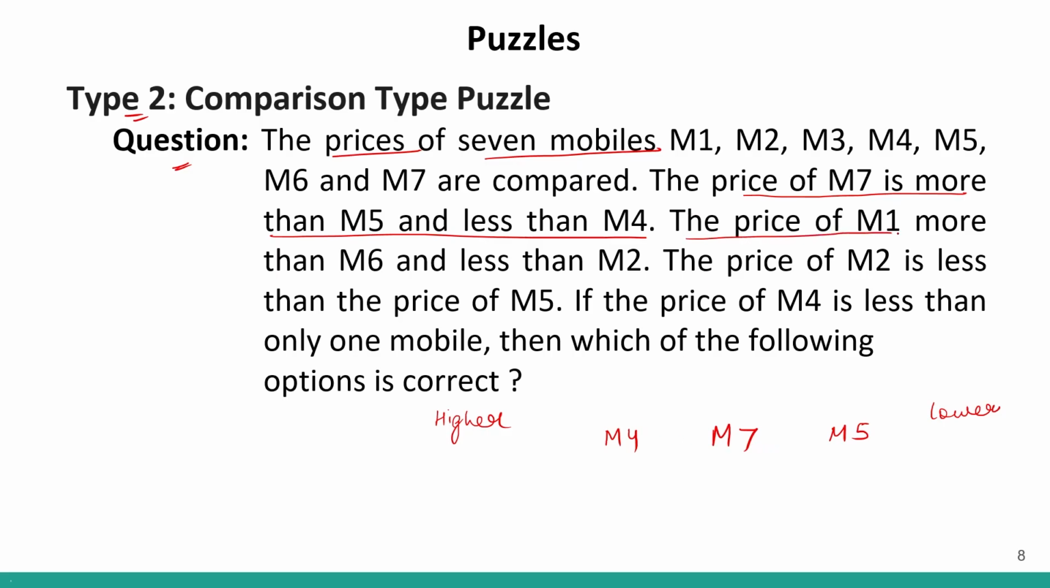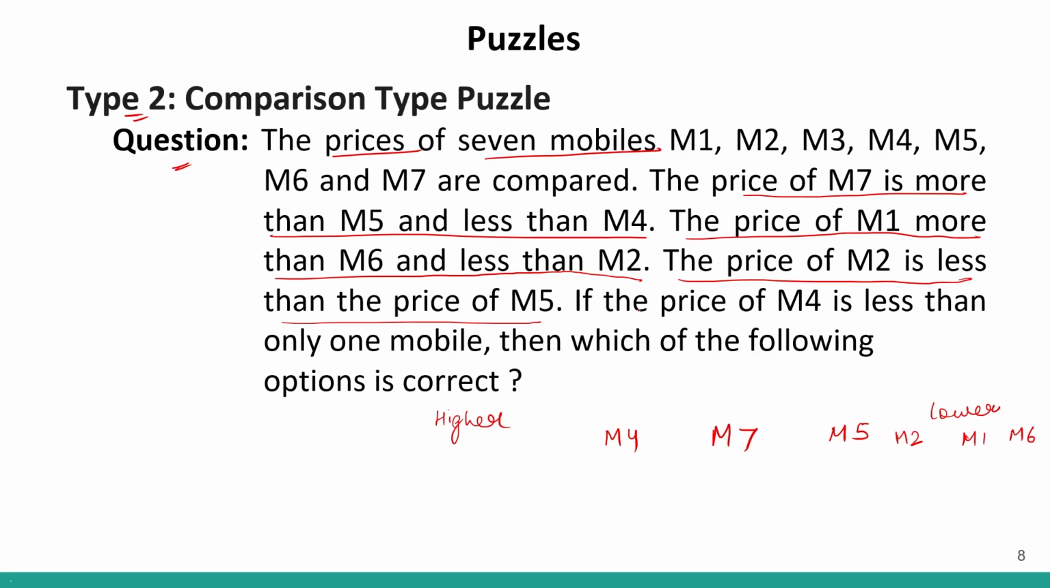Okay. It is given to us the price of M1 is more than M6 less than M2. Again, this information we will hold, we cannot use it yet. The price of M2 is less than the price of M5. So if the price of M2 is less than M5, that means M2 will come over here, correct? With this, we can put M1 and M6 also, because M1 was more than M6, less than M2, and M2 is less than M5.